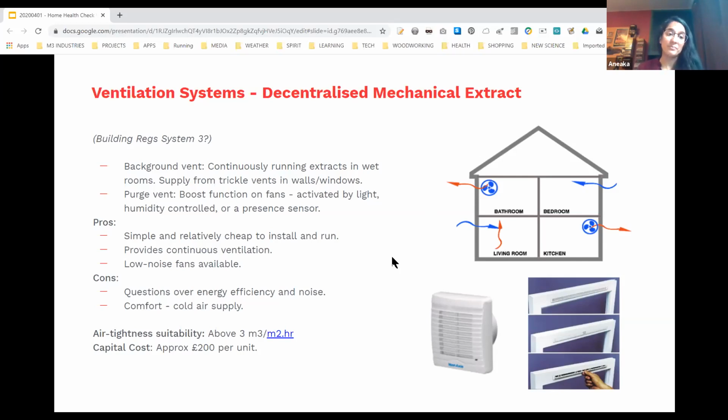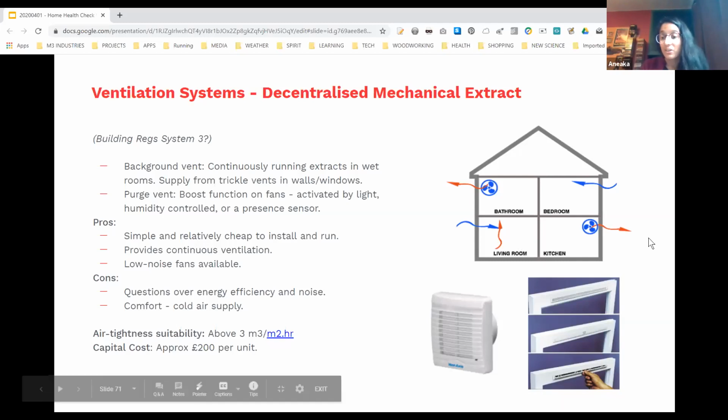You can also get low noise fans, but sometimes noise is an issue, and this is one of those cases where if you've lots of people in a house and not everyone's similarly minded about the importance of this, you'll get people switching off fans. And also, again, the air supply is cold.